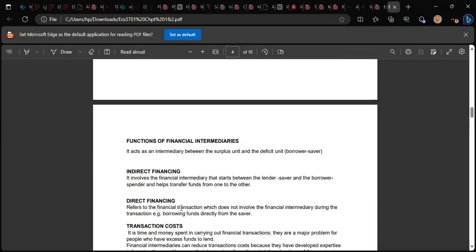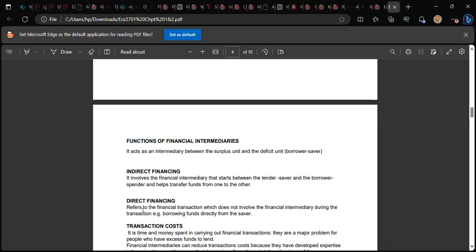Direct financing refers to a situation where you can borrow funds directly from a saver, right? Which is usually not the case. But if you are black and you've been to a township, you know that there are these people that we call loan sharks, right? So you go directly to those. That's an example of direct financing. When your aunt is borrowing you money, that's direct financing.